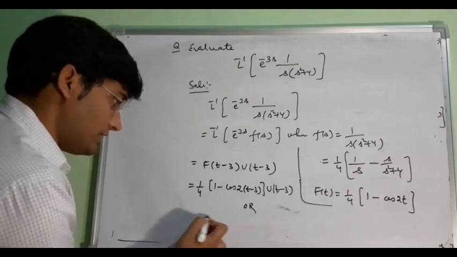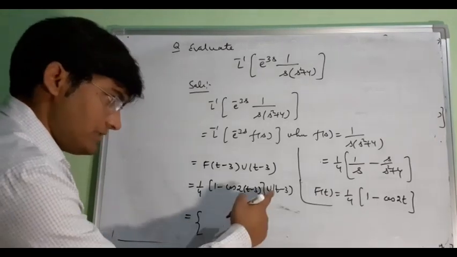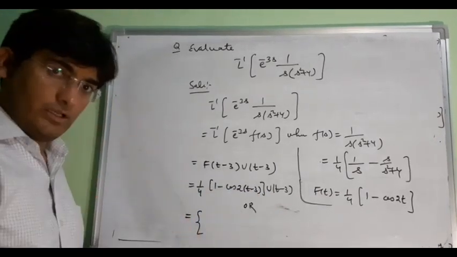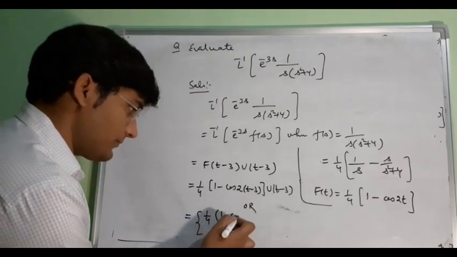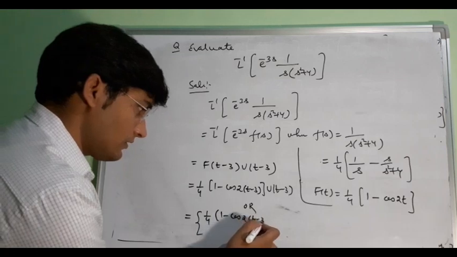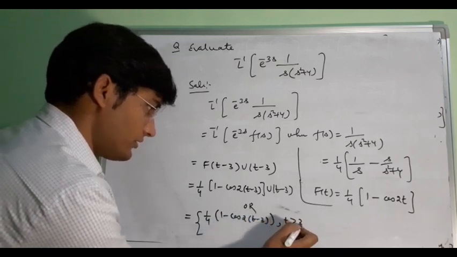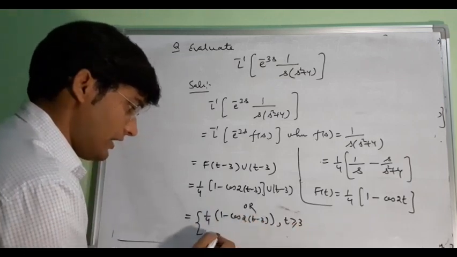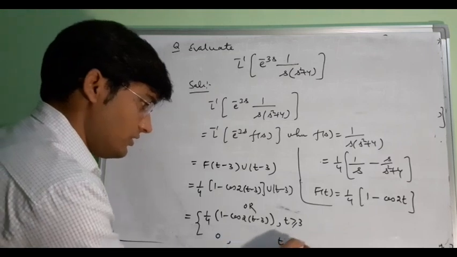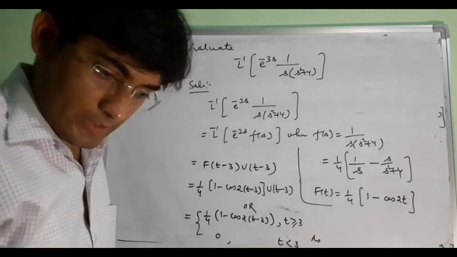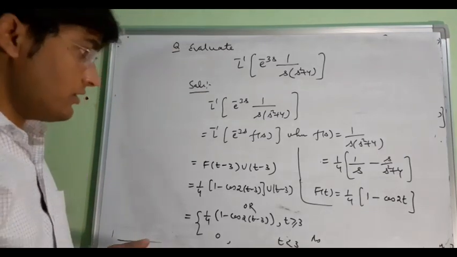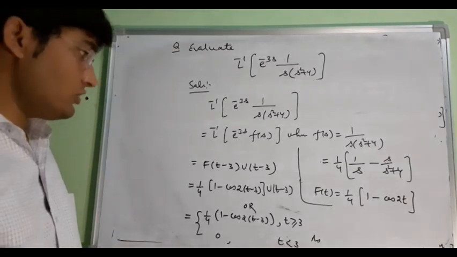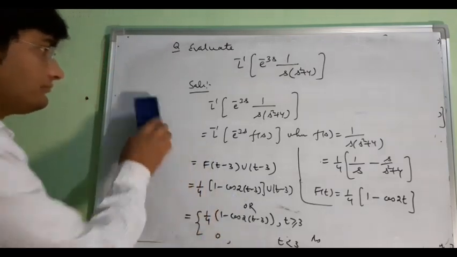Again, we know that u(t minus 3) has two values, either 1 or 0. So we can also write it as: u(t minus 3) has value 1 if t is greater than 3. So our answer will be 1 whenever t is greater than or equal to 3, and it will be 0 when t is less than 3. So this will be your answer. Then coming to the next question.